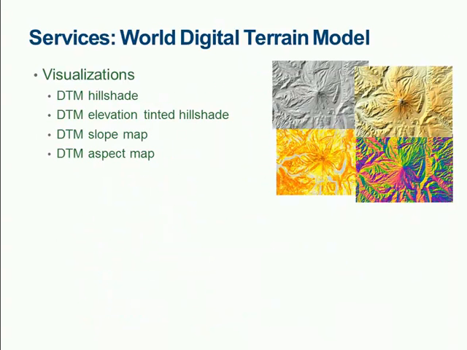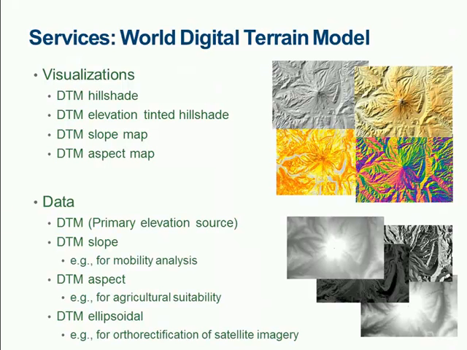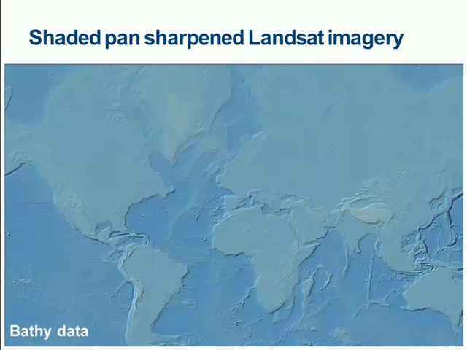In the World Elevation Services, what you'll find are many visualizations, and of course all of these are generated on the fly, only when a client connects to these services. You'll also find the floating point elevation values in this primary elevation source. There are also other data layers, such as slope and aspect, if you want to actually query and use the slope and aspect values instead of the visualizations of slope and aspect, which are in the upper part of the slide. There's also an ellipsoidal DTM if you're orthorectifying satellite imagery. So that's a separate service that you can connect to.